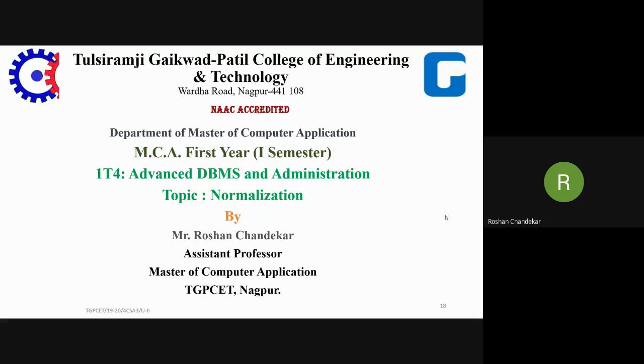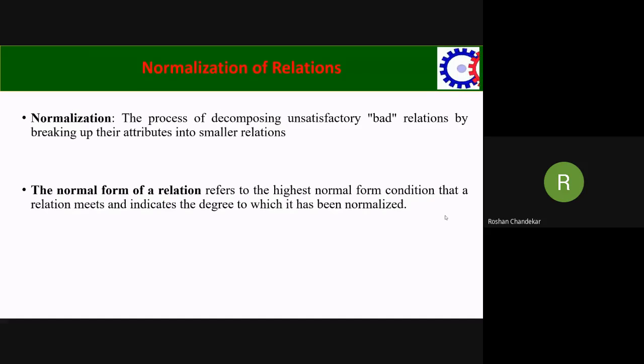As we have discussed in the previous lecture, normalization. So let's briefly review what is normalization, what is first normal form, and what is second normal form. Normalization is the process of decomposing unsatisfactory, bad relations by breaking up their attributes into smaller relations. Whenever we have a table, we have to decompose that table into smaller relations. That is what we call normalization.